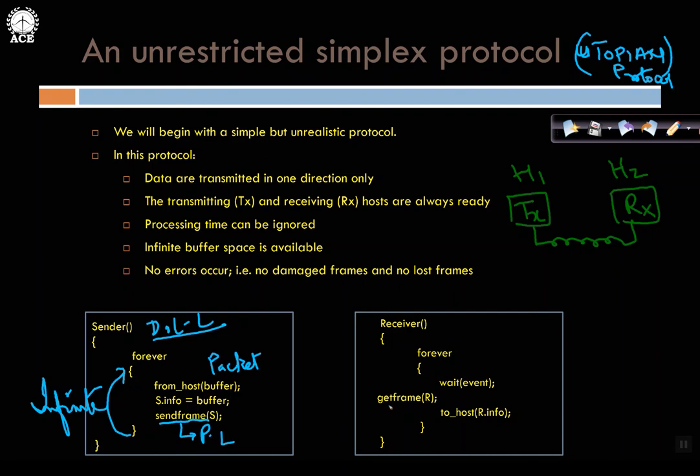So when the frame arrives, it will get the frame. Look at this, it's slightly indented. Get the frame from where? From physical layer. And then because it assumes the packet is error free, it will directly transmit it to network layer. R.info. I'm saying the frame name is R now. It was transmitted as S. Here it is called R. So R.info, which is nothing but the packet, is sent back to the network layer. So that's how the communication takes place.